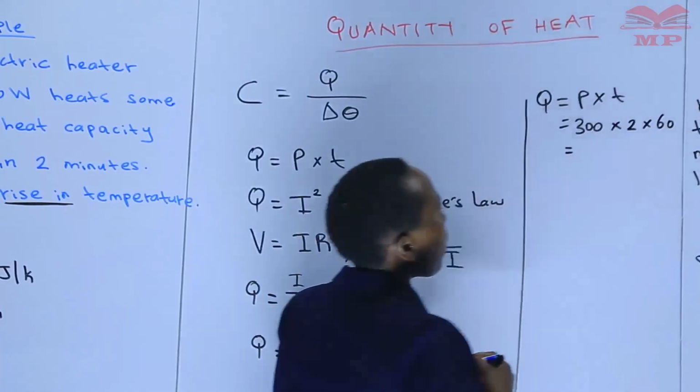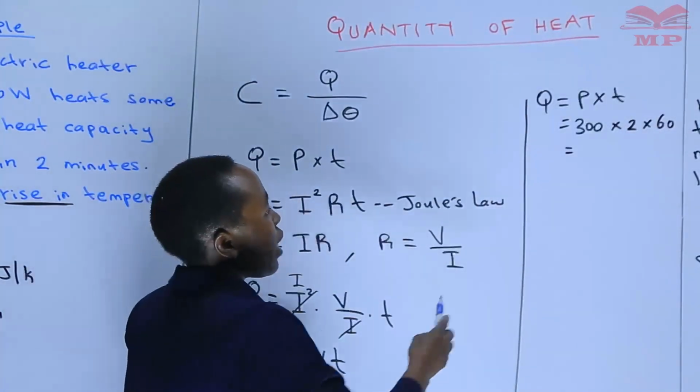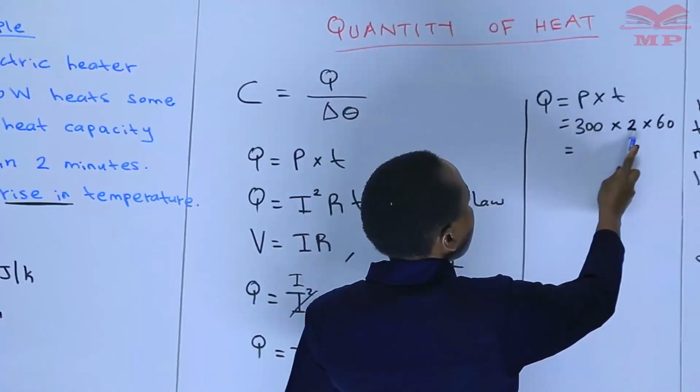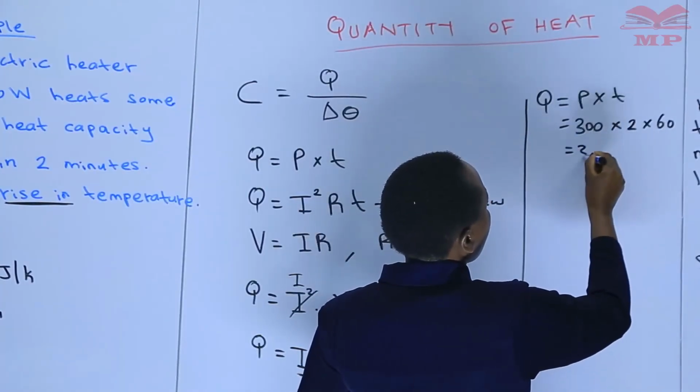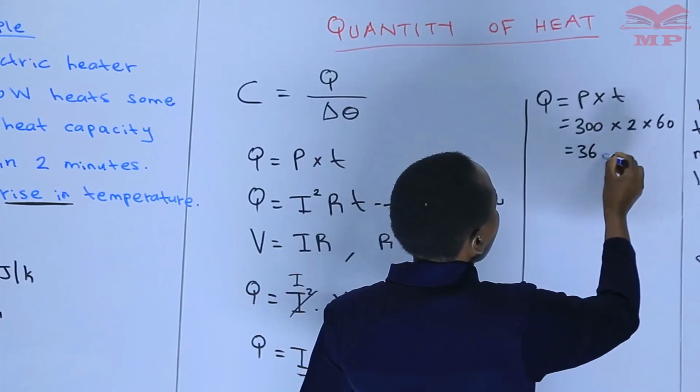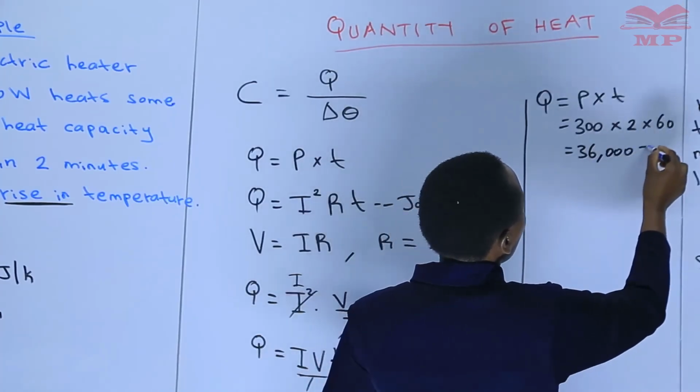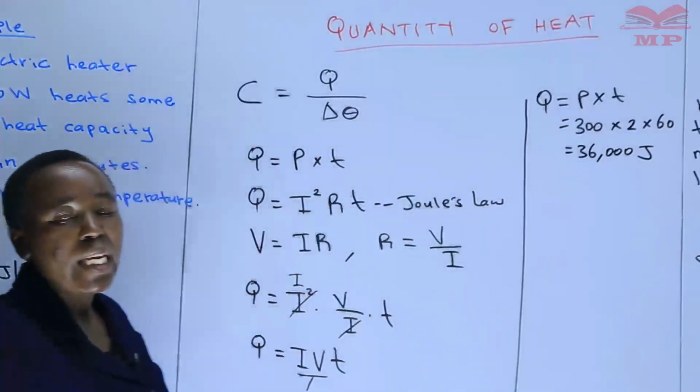So what do you end up getting? This is 3 times 2, which is 6. 6 times 6, we get 36. So we have 36,000 joules. That is our heat energy.